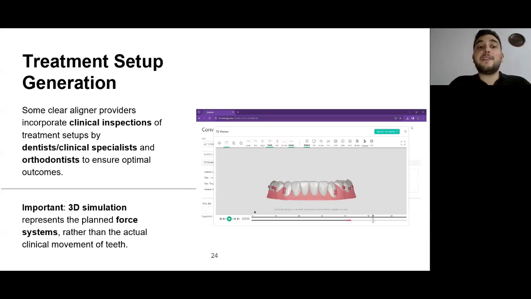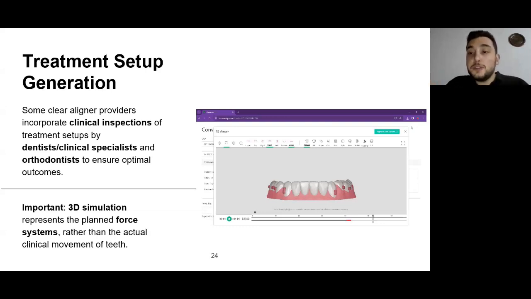So it's really important to have these clinical inspections because these doctors are used to using this software, especially if you're starting with a new clear aligner provider. They know the ins and outs. They know what the amount of movement that you see on the simulation translates to clinically. So you're going to depend on these doctors because they are used to seeing multiple cases on the software, and it's going to have a big effect on the quality of the treatment setups you get and the quality of the results you get while you're going through the treatment.